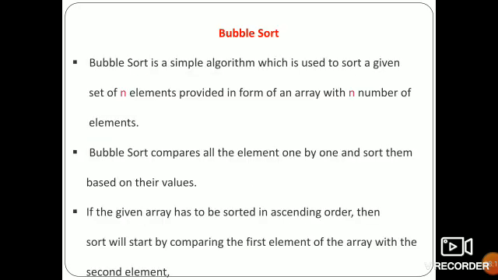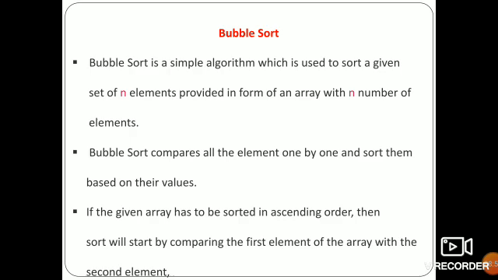So what is bubble sort? Bubble sort is a simple algorithm which is used to sort a given set of n elements provided in the form of an array with n number of elements. Bubble sort compares all the elements one by one and sorts them based on their values.